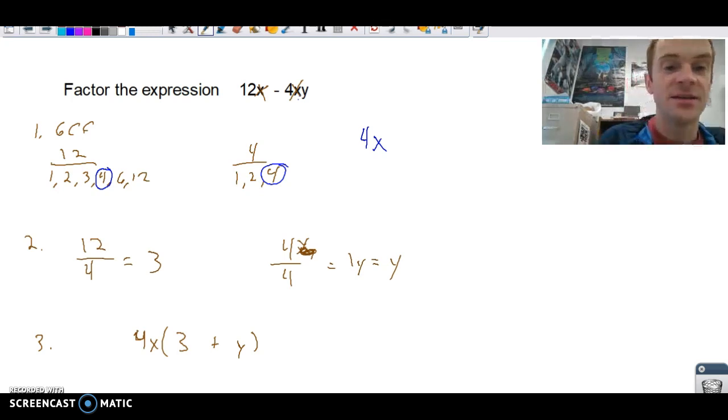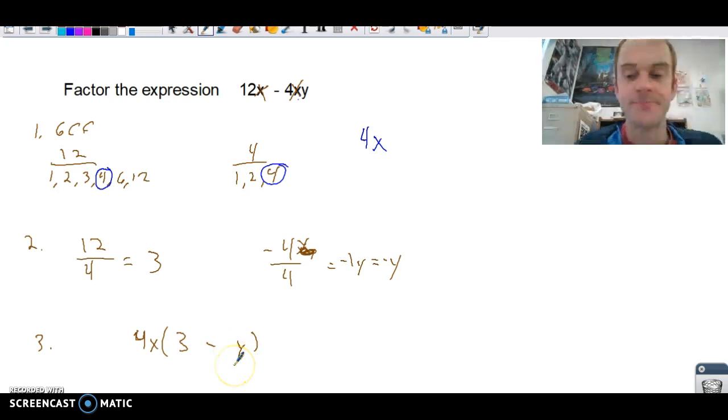And one thing I did incorrectly in this is that this should actually have been a negative 4y. So this was negative y. So this really here should be 4x times 3 minus y.